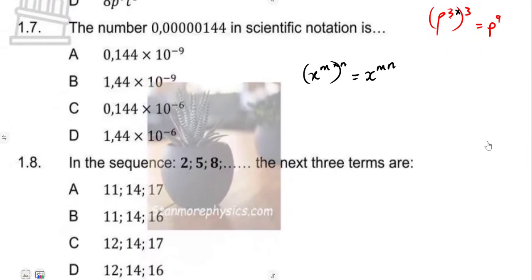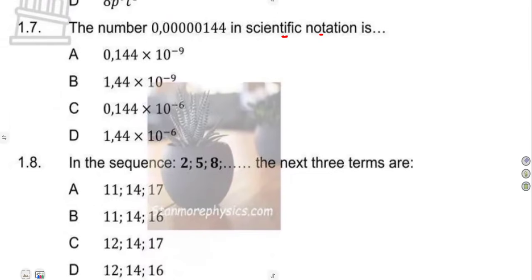1.7, the number that we are given here in scientific notation, writing as a number between 1 and 10. So we must have it in the form a times 10 to the exponent of n, where a, remember, is a number between 1 and 10, greater than or equal to 1, but less than 10. And n can be any integer. Our n is an integer, positive or negative.